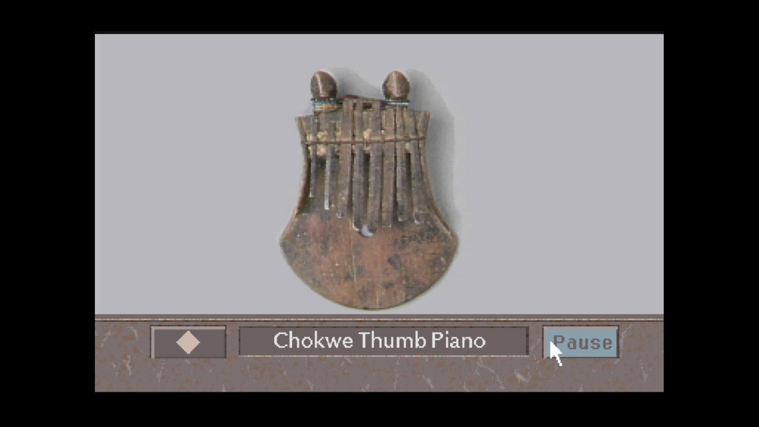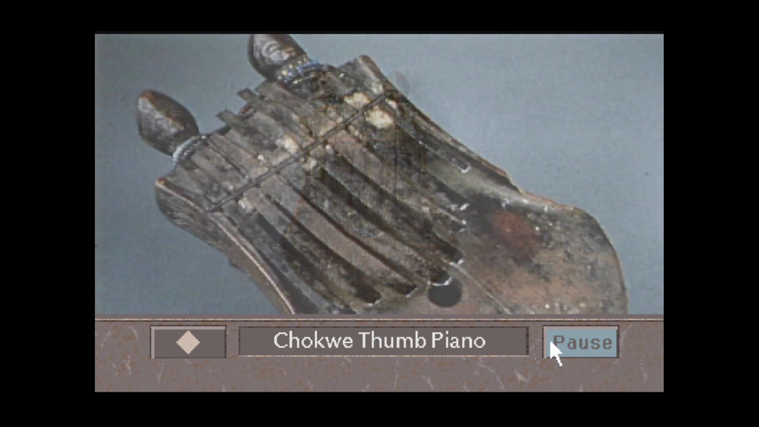Thumb pianos of various types accompany singing and dancing all over Africa. This one, less than 9 inches long, comes from the Chukwe people of Zaire. You hold it in both hands and pluck the keys with your thumbs.